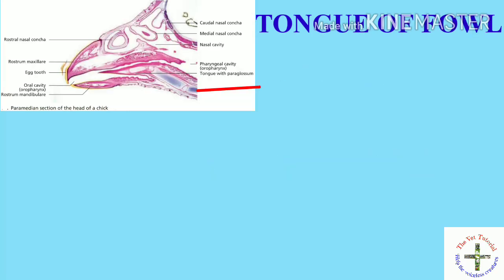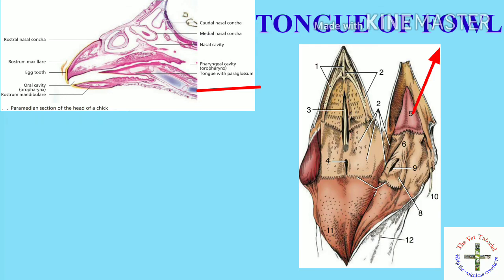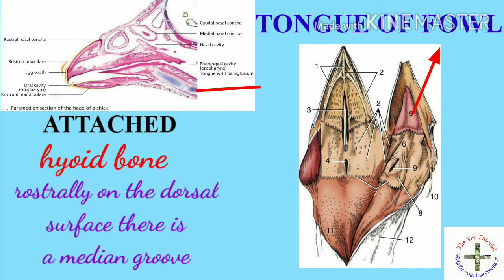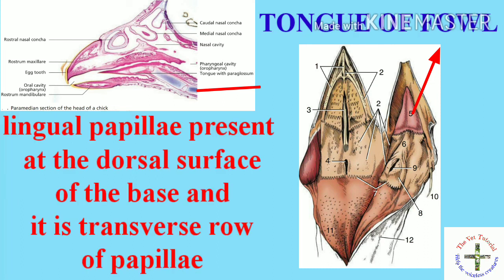Lastly, let's study about the tongue of fowl. It is a triangular rigid structure comprised of a fixed base and a free part. It is attached with a well developed hyoid bone. Rostrally on the dorsal surface there is a median groove and also lingual papilla is present at the dorsal surface of the base. It is a transverse row of papillae.